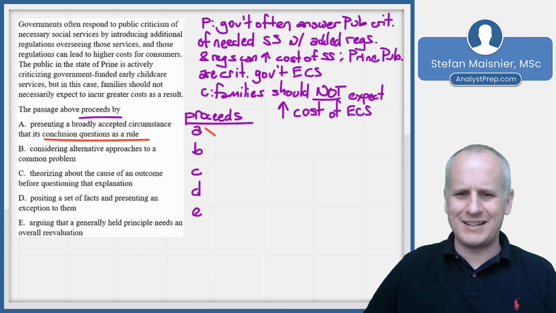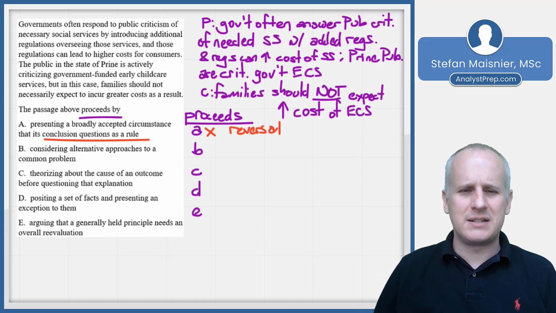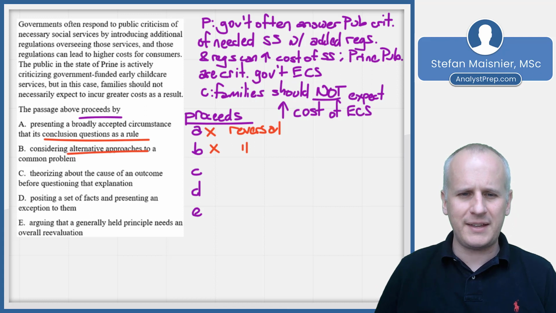Well, it doesn't question it as a rule, it questions it in this specific circumstance, so that's kind of a reversal of the way the argument actually proceeds. Considering alternative approaches, we don't have alternative approaches, so that's just plainly wrong. Theorizing about the cause of an outcome before questioning that explanation. It doesn't theorize about the cause, so that too would be a task reversal.